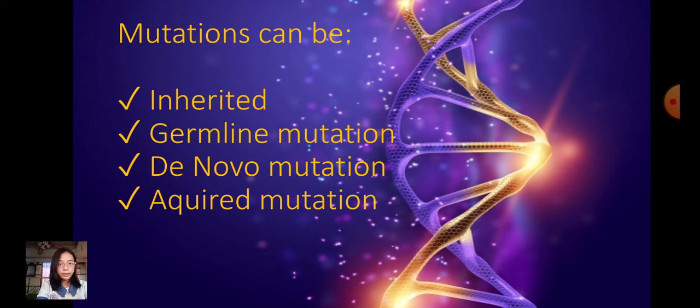Mutations can be inherited, and mutations can be germline mutations. Germline mutation is any detectable variation within germ cells. And mutation also can be de novo mutation. De novo mutation is a genetic alteration that is present for the first time in one family member as a result of a variant in a germ cell of one of the parents.